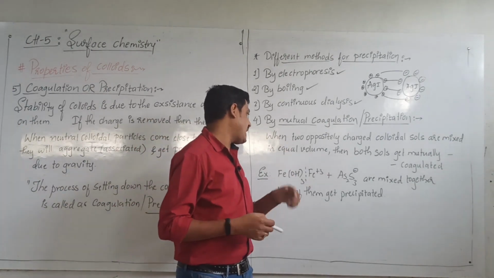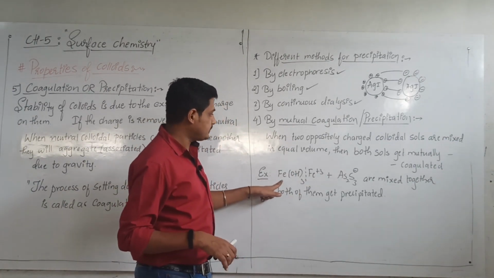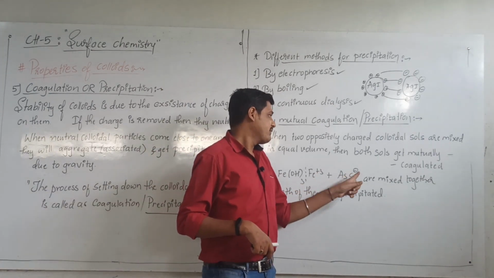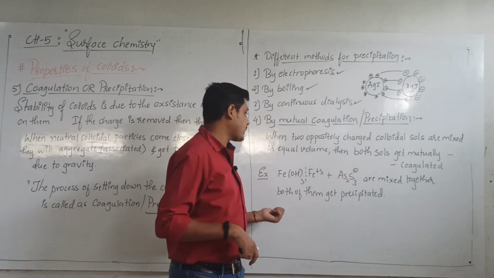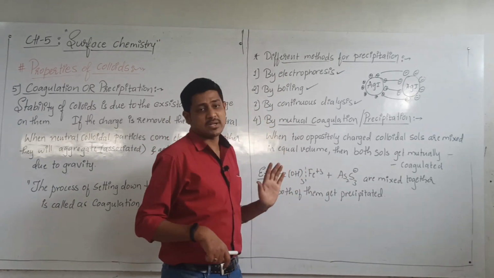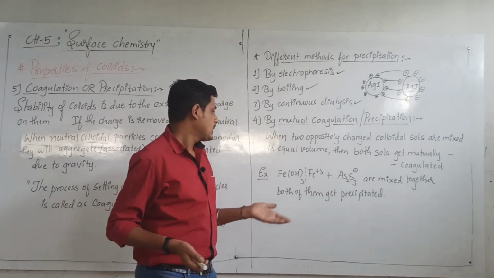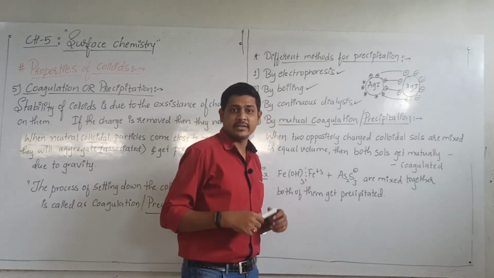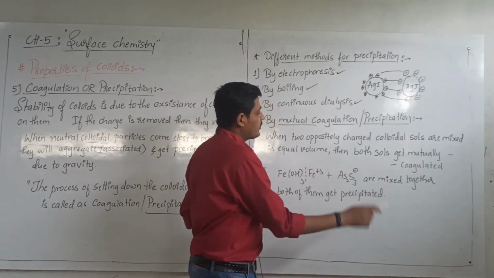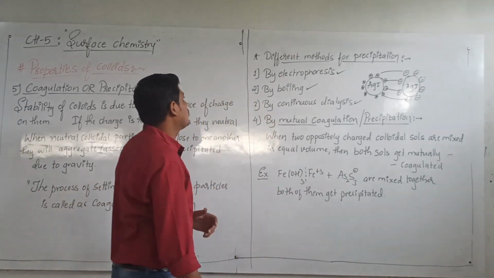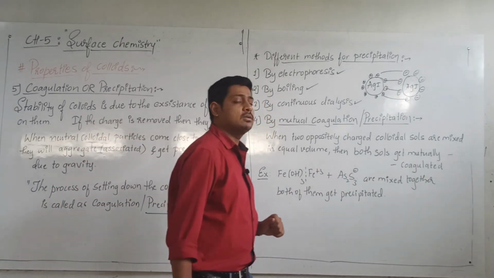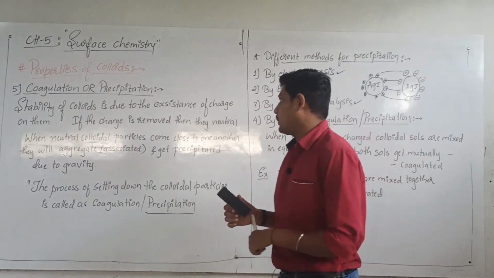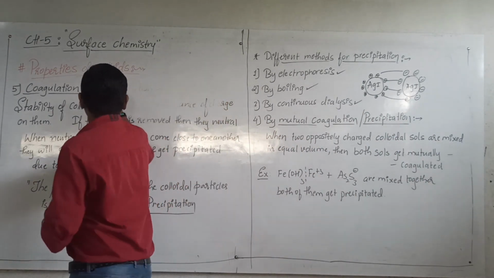Here one example we have taken, ferric hydroxide, which is positively charged, when it is mixed with arsenious sulfide, which is negatively charged, both of them will get precipitated. Even ferric hydroxide will get precipitated and arsenious sulfide will be precipitated. Why? Because their charge will be removed. So these are the four methods. There is one more method, addition of electrolytes, so that we shall see now, the fifth method.